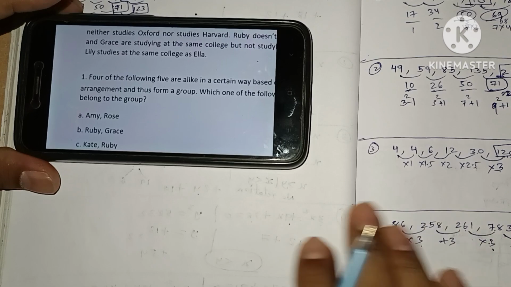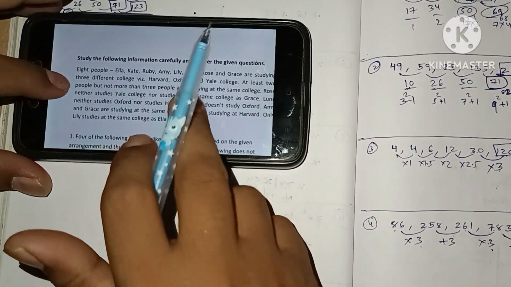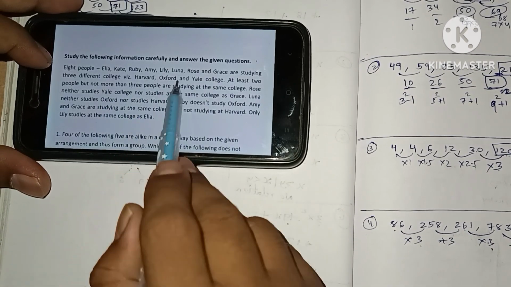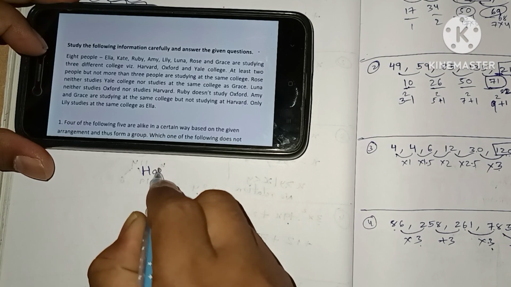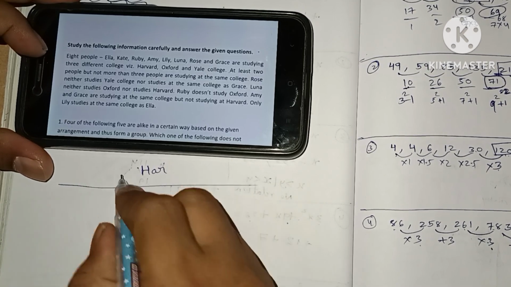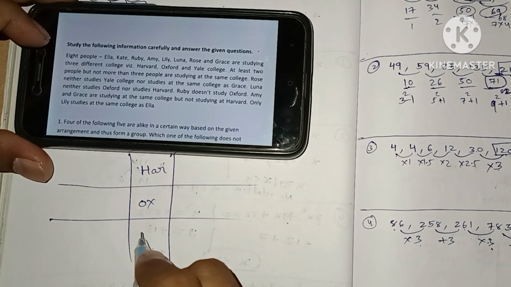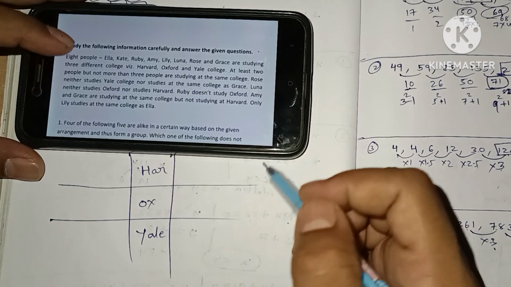Let's see this puzzle. 8 people are studying in 3 different colleges: Harvard, Oxford and Yale. So the colleges are Harvard, Oxford and Yale. Let's see the statements.